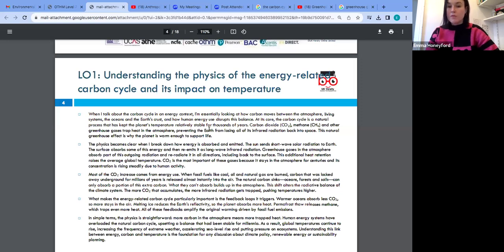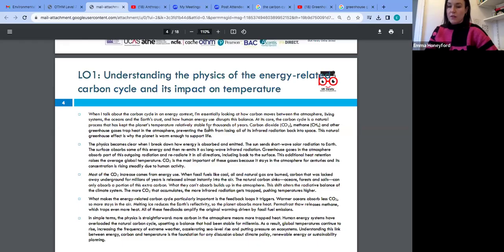So most of the CO2 increase comes from energy use. So with fossil fuels that we use, like coal, oil, and natural gas, when those are burned, the carbon that was locked away for millions of years underground, which then becomes used for fossil fuels, which we use for energy, is released.